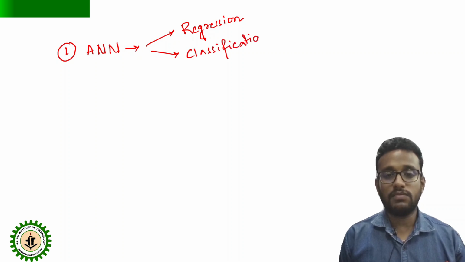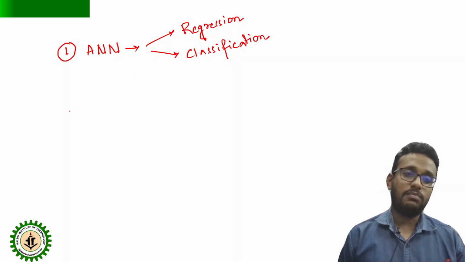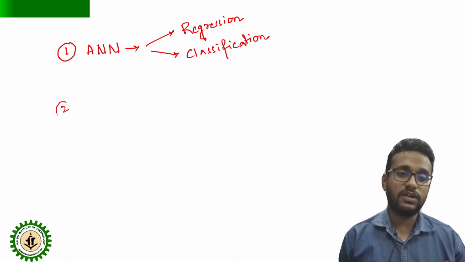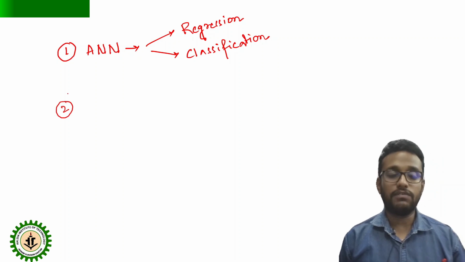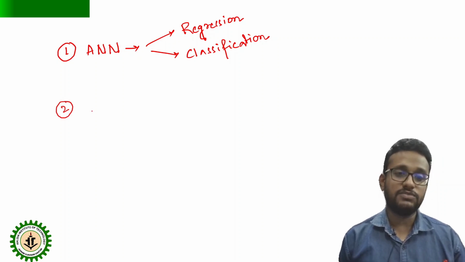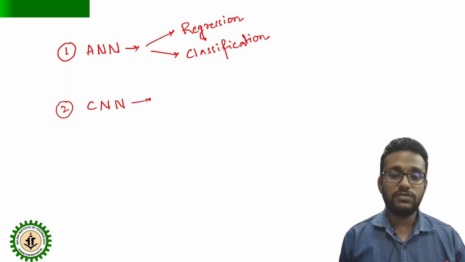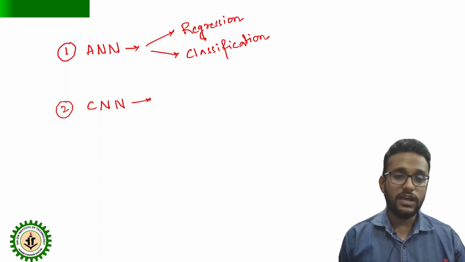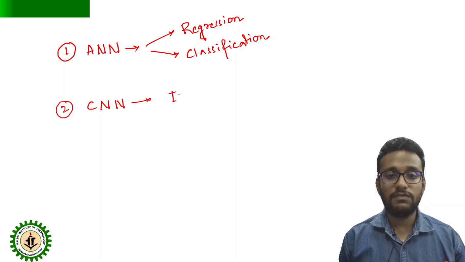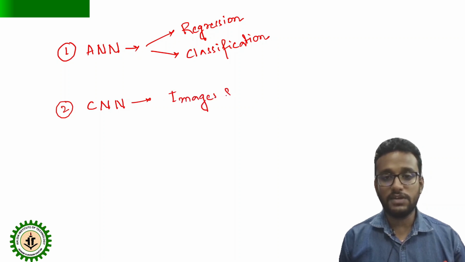And what is regression and what is classification? I am assuming that each and every student has this kind of knowledge from the machine learning subject. Next we have CNN, or the convolutional neural network. The convolutional neural network is responsible for doing the task related to images and videos.